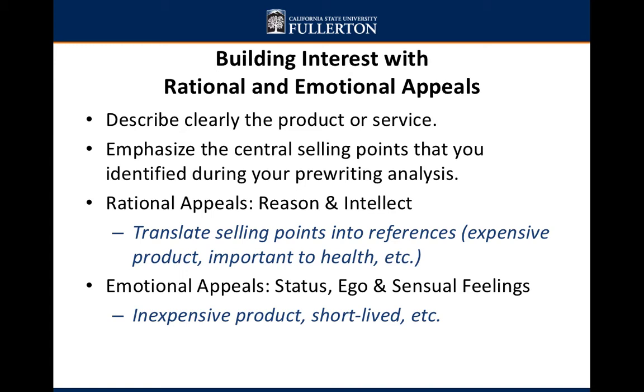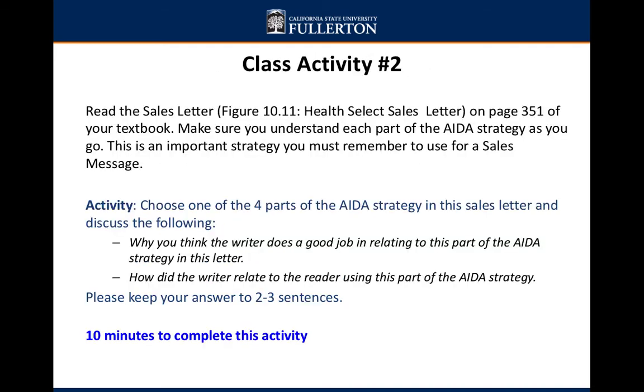So translate selling points into references. Maybe it's an expensive product or it's something that's important to health. This is a rational appeal. Whereas an emotional appeal is going to be something more for status, ego, and sensual feelings. It might be an inexpensive product or something that's short-lived.